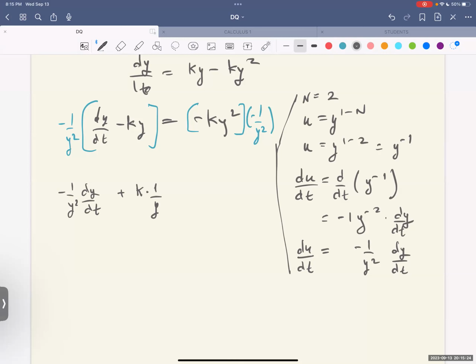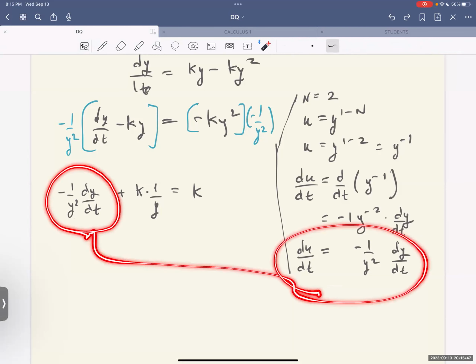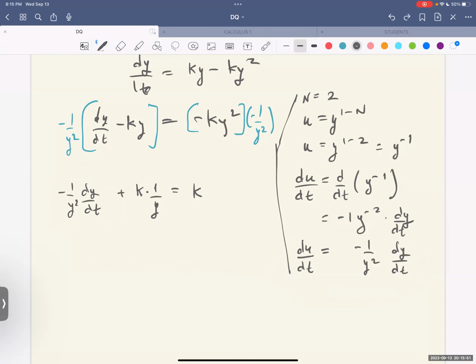Then we'd have equals, and on the right, everything cancels but the k, which is helpful. And now this is going to be a linear equation, you'll see. So this piece is all of this. So -1 over y squared dy dt turns out to be a du dt, and it will work that way every time.